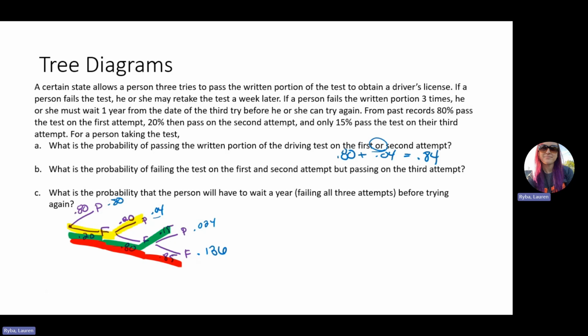B says, what's the probability of failing on the first and second, but then passing? Well, that's this green path I took. Fail, fail, pass was 0.024. So only about 2.4% are going to pass on their third attempt. And then C, what's the probability they'll have to wait an entire year after failing all 3 attempts? 0.136 or 13.6%. Failed miserably.